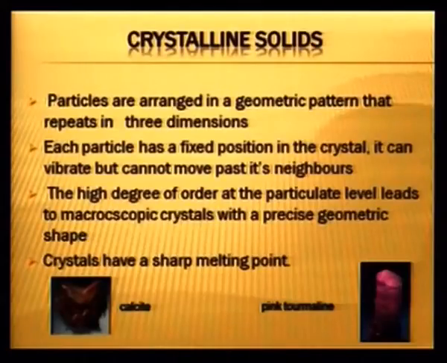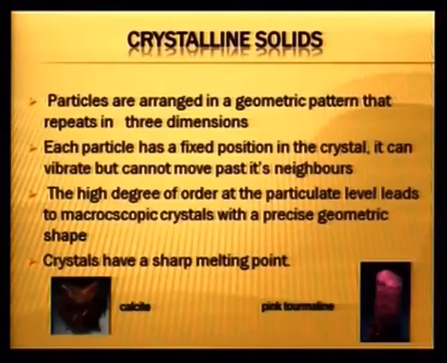The crystalline solids, their properties can be explained on the basis of the arrangement of particles. The particles are arranged in a geometric pattern which repeats in 3 dimensions. Each particle has a fixed position in the crystal. It can vibrate but cannot move past its neighbors. That means it will maintain its own position. Then it has a high degree of order at a particular level, which leads to the macroscopic properties. Basically, the macroscopic properties are the precise geometrical shape which we have seen in the crystals that we have demonstrated.